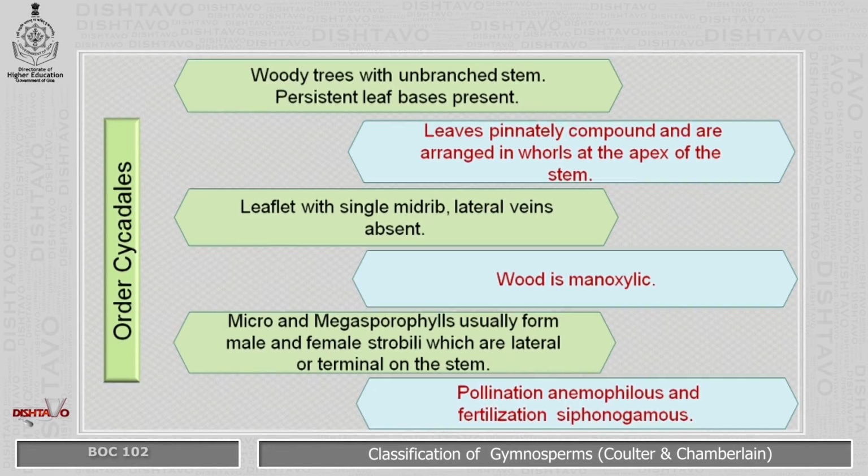The micro and the megasporophylls are formed and they are arranged in a compact manner to form a structure called strobili, and these strobili or the cones may be lateral or terminal on the stem. The pollination in these trees belonging to the order Cycadales is anemophilous, that is wind pollination, and the fertilization is siphonogamous, that is, it is with the help of the pollen tube.